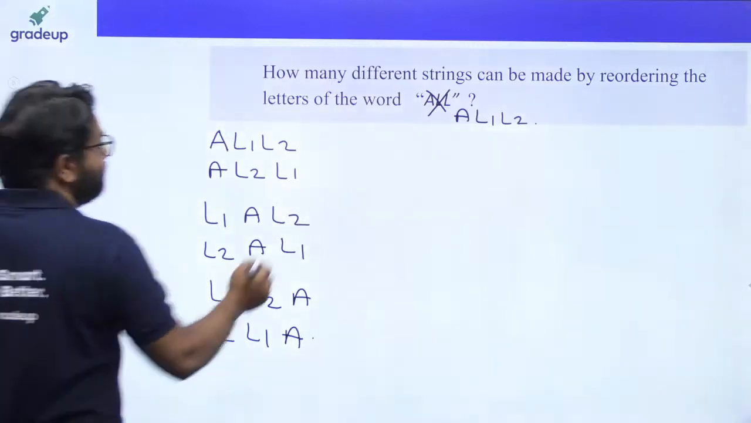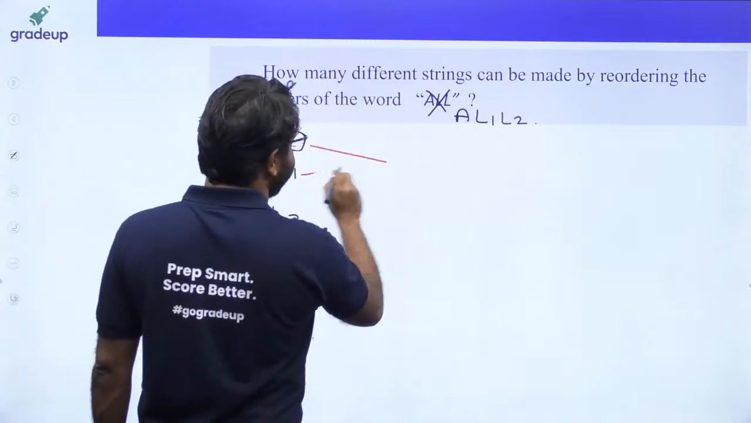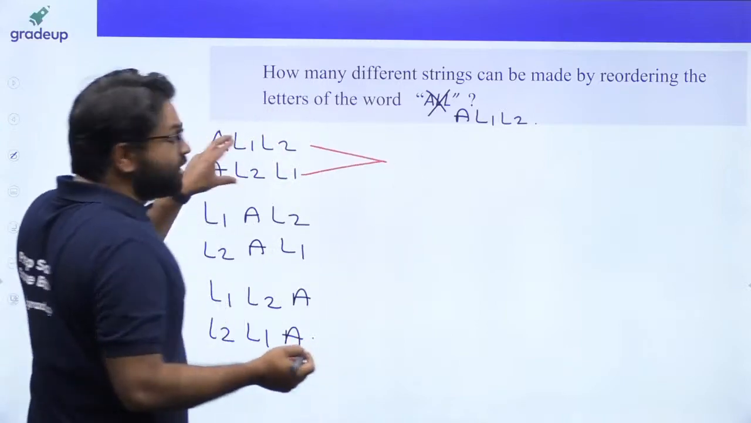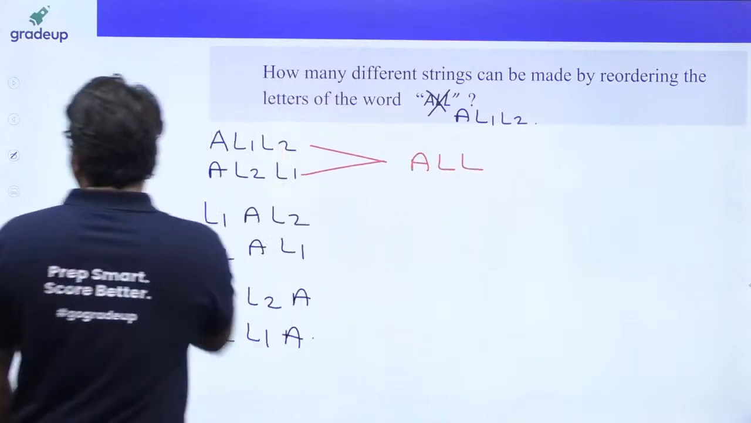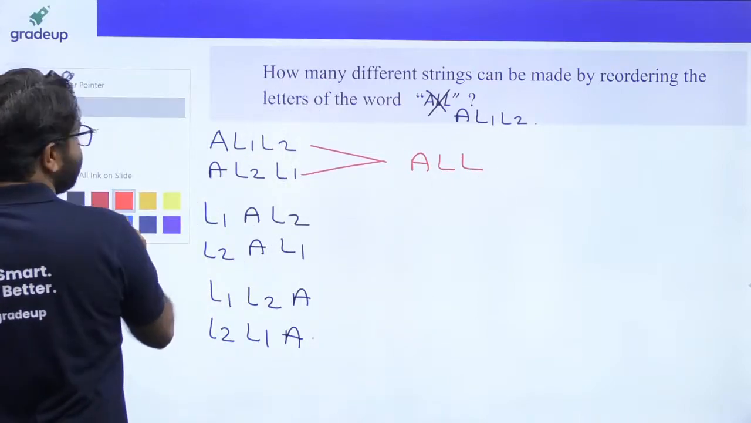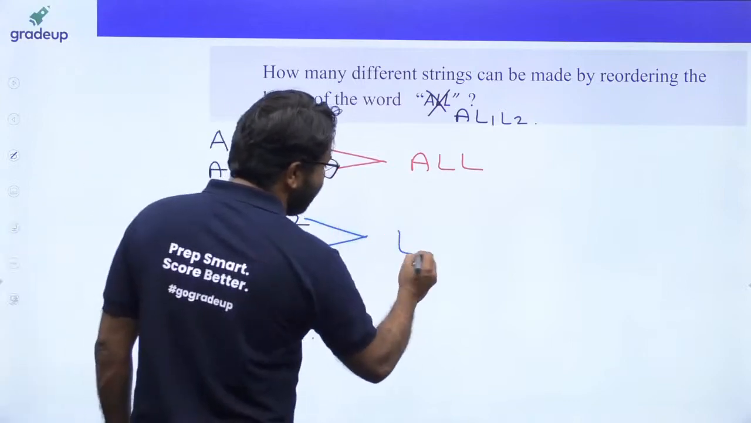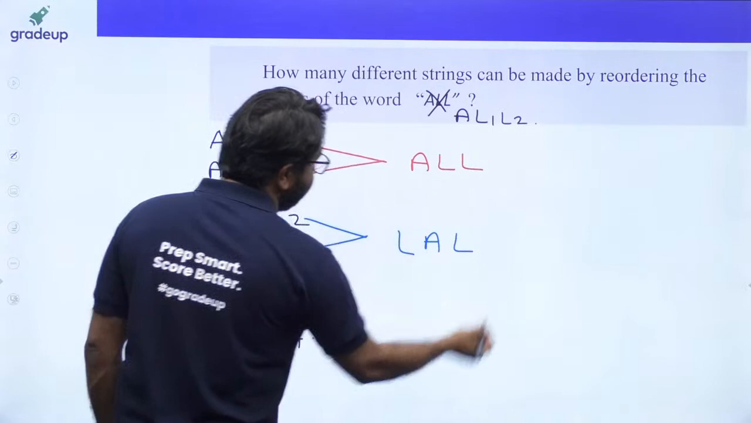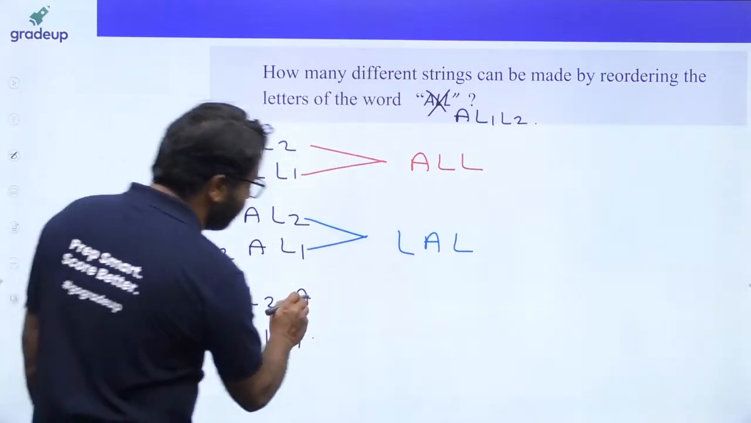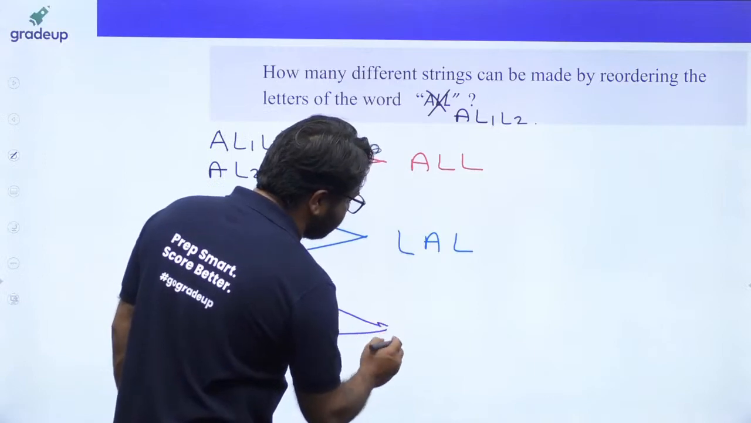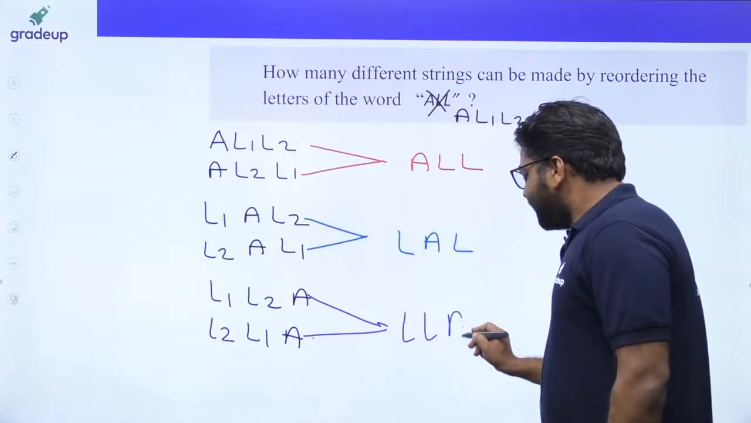Now what will happen if L1 and L2 are the same? If L1 and L2 are the same, these two combined you can write as L. So what about this one? Here it is L, then A, then L. Now the third possibility is L, L and then A.